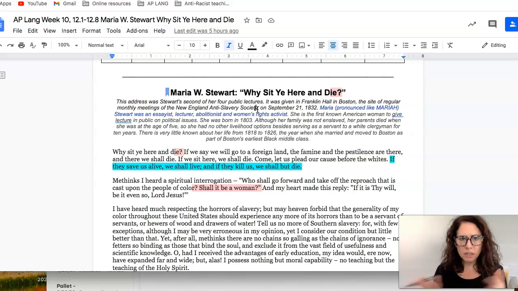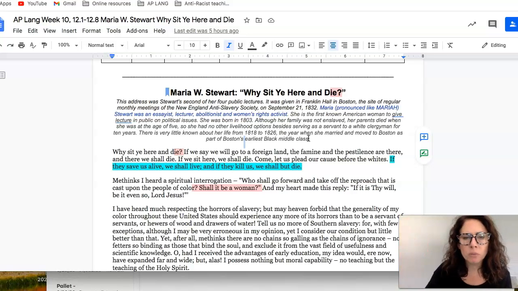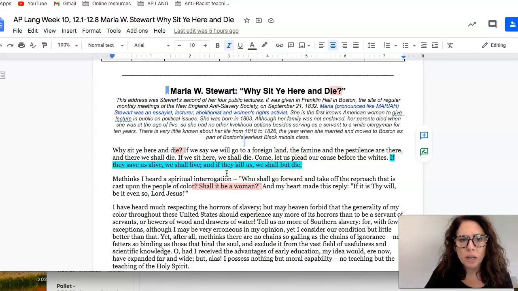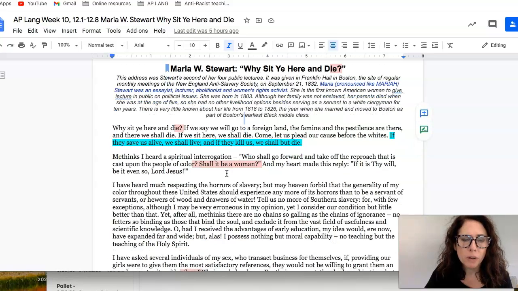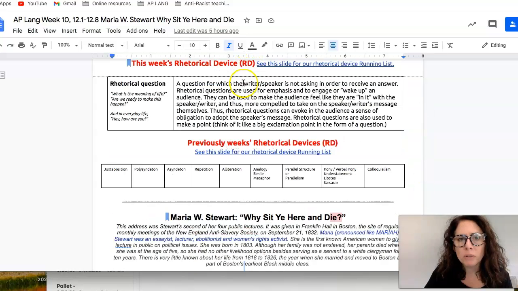Her audience, if they meet every month at an anti-slavery society, they're going to be people who do not want slavery to exist on some level. And I can't assume that the audience is all white or all Black. What I do know is that Maria is part of the Black middle class in Boston. She was part of the earliest Black middle class, and she is speaking at a society, so a formal gathering. And so I'm inferring that perhaps it is not just all Black or all white, but maybe predominantly white, given 1832 in Boston, but that she is in front of perhaps a diverse crowd as well.